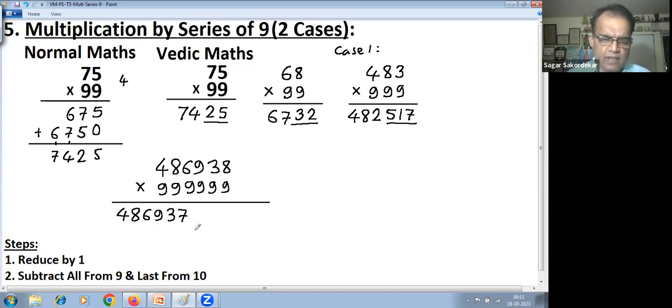8 becomes 7. And the second part here is all from 9. Subtract all from 9, last from 10. 9 minus 4 is 5. 9 minus 8 is 1. 9 minus 6 is 3. 9 minus 9 is 0. 9 minus 3 is 6. And last from 10. 10 minus 8 is 2. That's the answer.